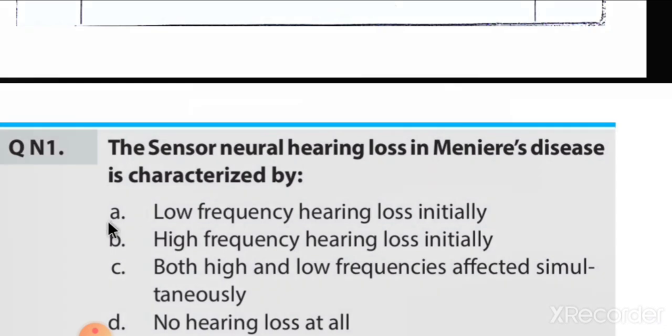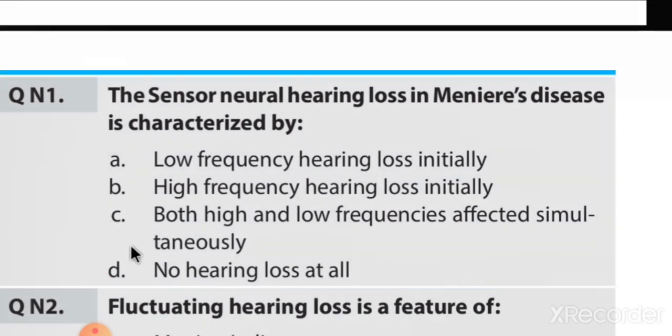Now we will discuss some questions regarding Meniere's disease that we have studied already. The sensorineural hearing loss in Meniere's disease is characterized by low frequency hearing loss initially. In Meniere's disease, the first involved portion is the scala media. Scala media is the inner portion, so low frequency hearing loss goes initially, and later on both low and high frequency hearing loss occur.